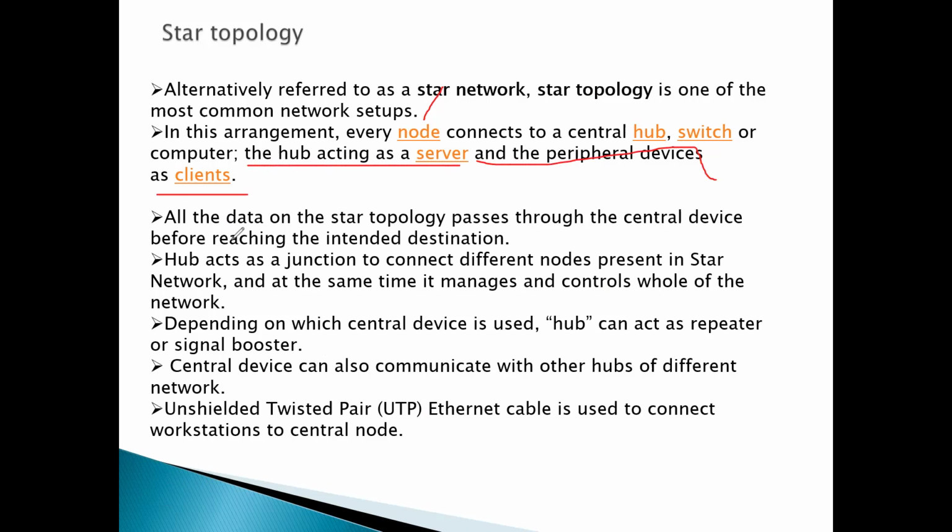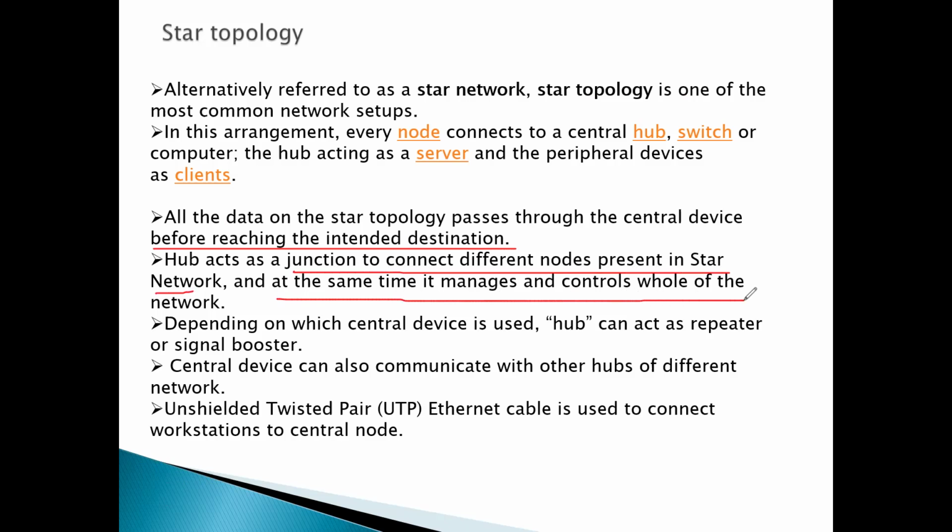So devices connected with the hub are called clients. All the data on the star topology passes through the central device before reaching the intended destination. In bus topology, data moved on cable, but here data will go to a device and then the device will send it to the other computer. Hub acts as a junction to connect different nodes present in a star network, and at the same time it manages and controls the whole network.